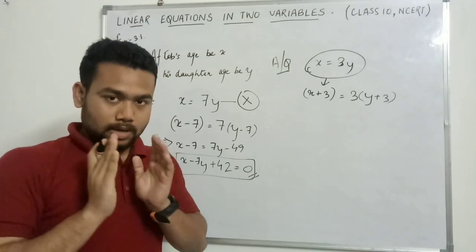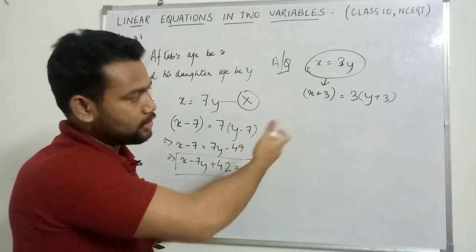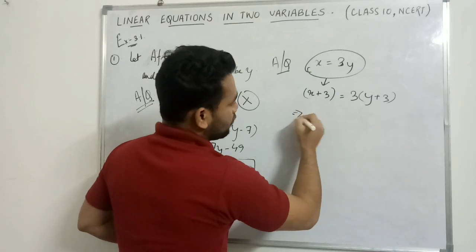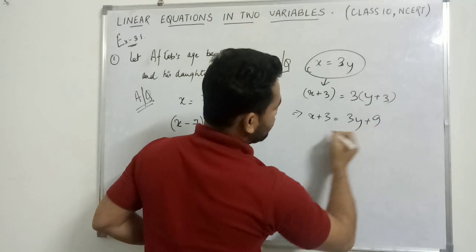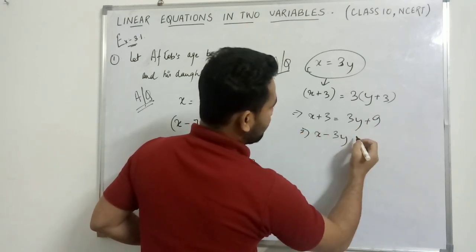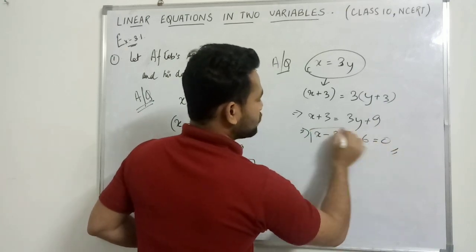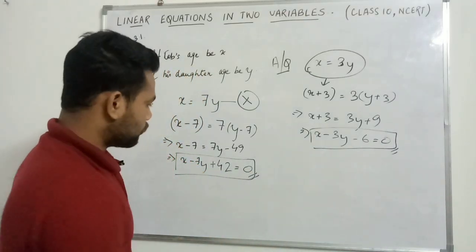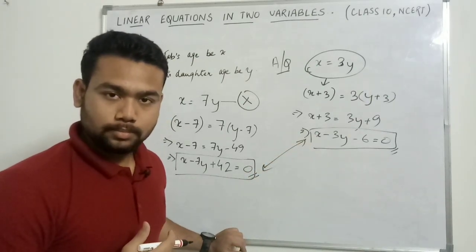Got it? You all need to practice the whole age related problems in this particular manner. Got it? So let's solve it out. X plus 3, 3y plus 9. So x minus 3y. If we bring it to the left hand side, we will get minus 6. So this is your other equation of the same question. So you got the two required equations in algebraic form.